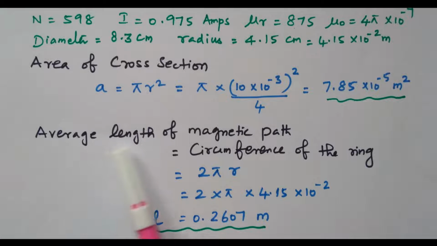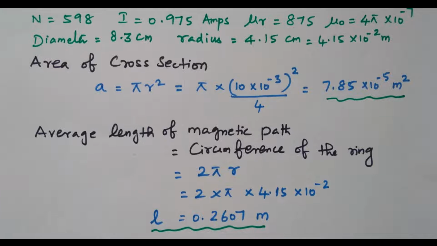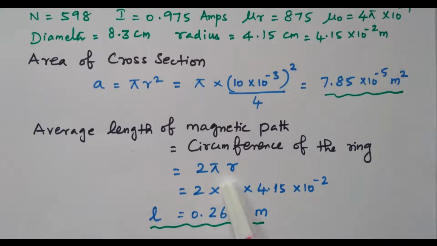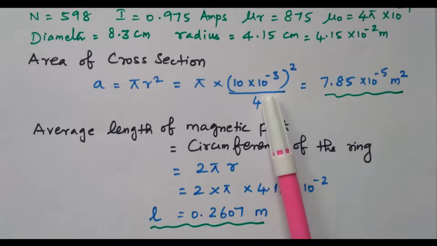Then we will find the average length of the magnetic path. The average length of the path is nothing but the circumference of the ring. L equals 2 pi r, so 2 into pi into 4.15 into 10 to the power minus 2. Here this radius refers to the radius of the ring, not the radius of the coil. By simplifying this, we get L equal to 0.267 meter. The length of the magnetic path is calculated.